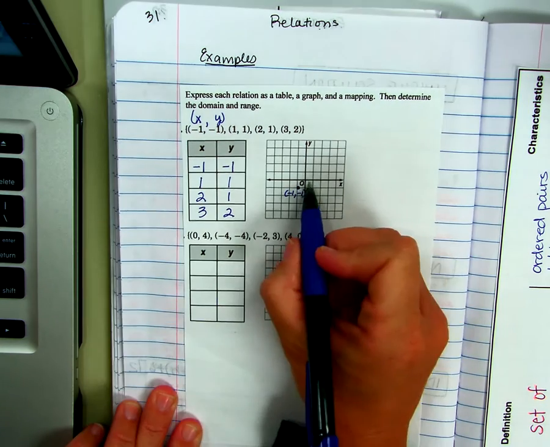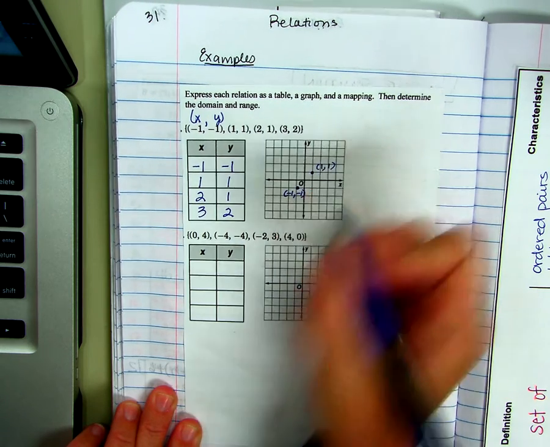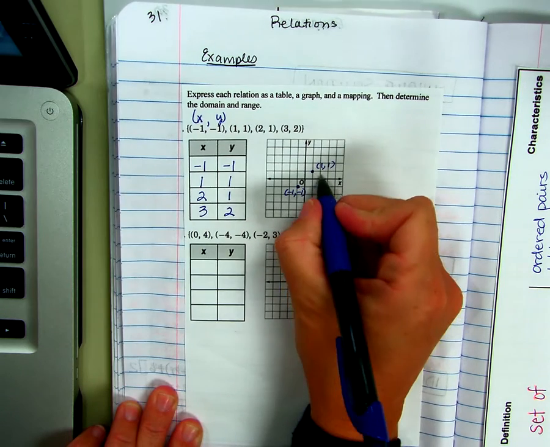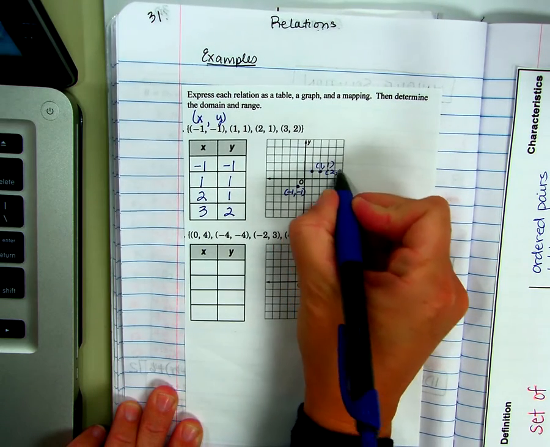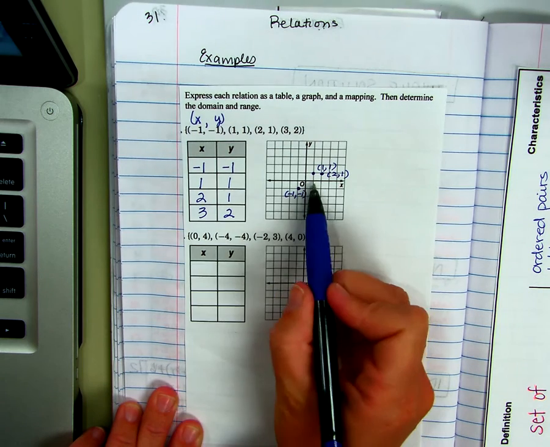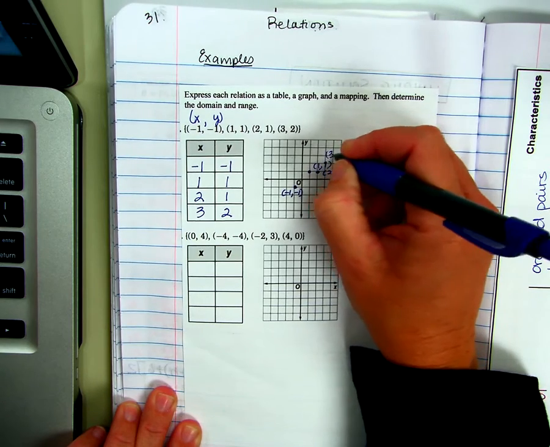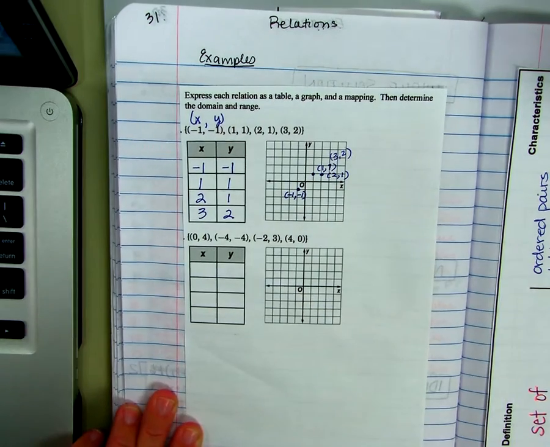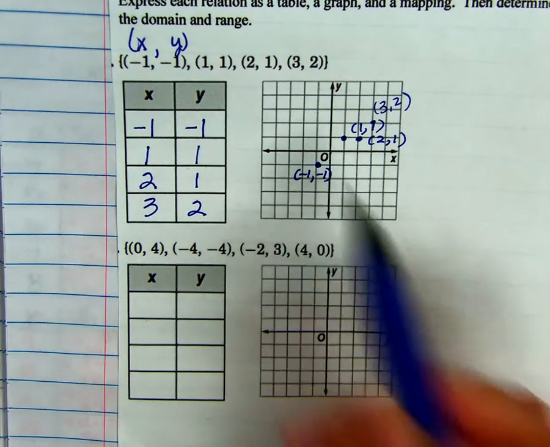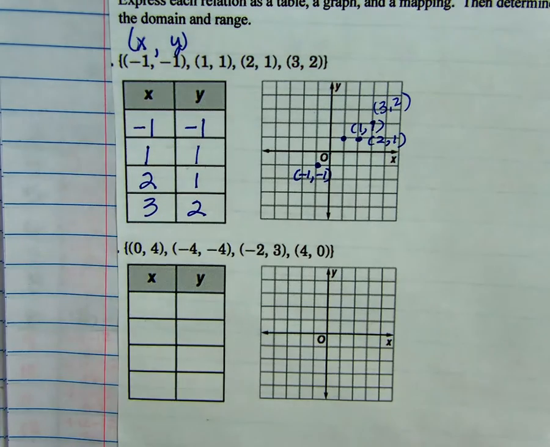For this point here, I go to the right 1, and then I go up 1. That's 1, 1. This one, I go to the right 2, and then I go up 1. I'm going to run out of space here. But now 3, 2 is 1, 2, 3, up 1, 2. So it's this dot right there, 3, 2. If you can see that, let me zoom in a little bit. So I have my 4 points, -1, -1, 1, 1, 2, 1, and 3, 2.